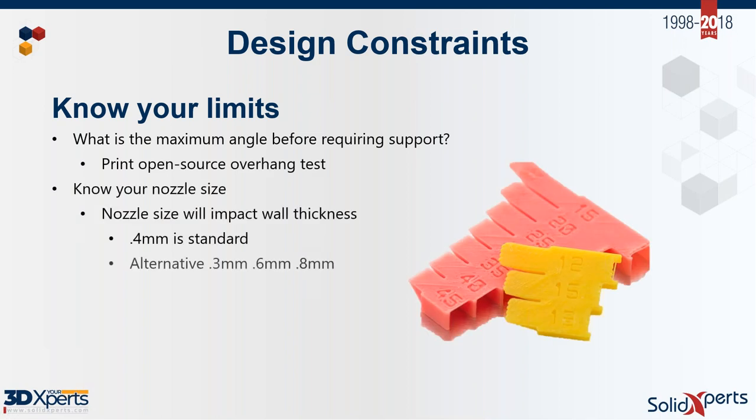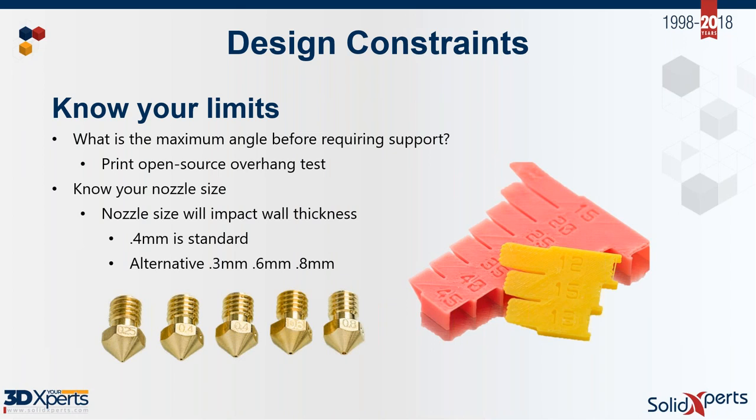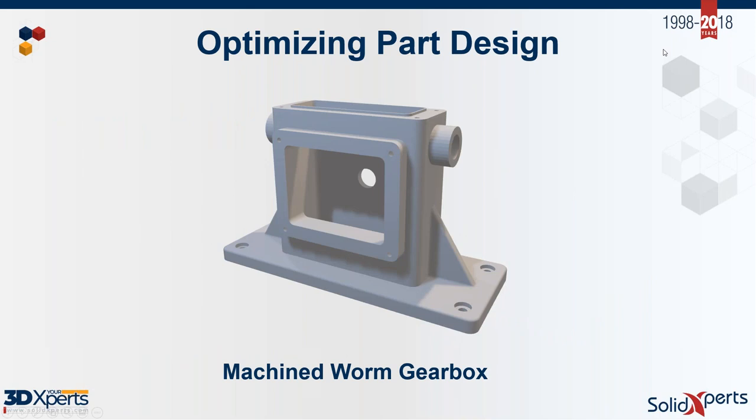But here's the content that I was talking about before. Again, knowing your overhang and nozzle size. So we do have the 0.25, 0.4, 0.6, and 0.8, and going up to your overhang angles as well. Again, here's the machined worm gearbox I was talking about. So we have the overhangs and different aspects of this design that would generally require a lot of support.